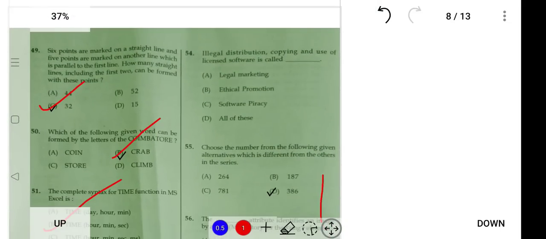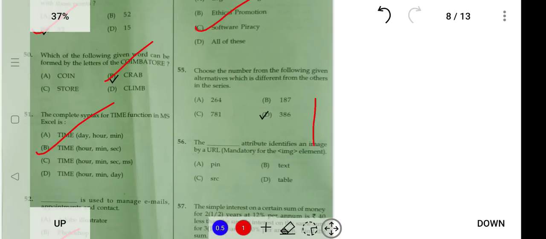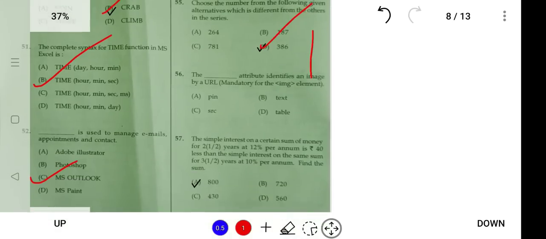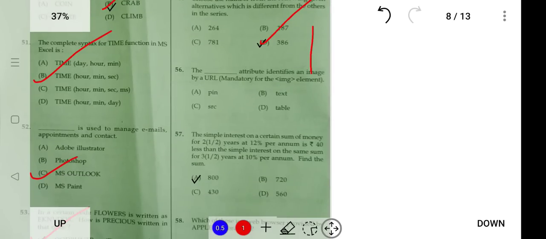Illegal distribution, copying, and use of licensed software is called software piracy. Choose the number that is different from the others, so it is 386. The img tag attribute that identifies the image source is SRC.